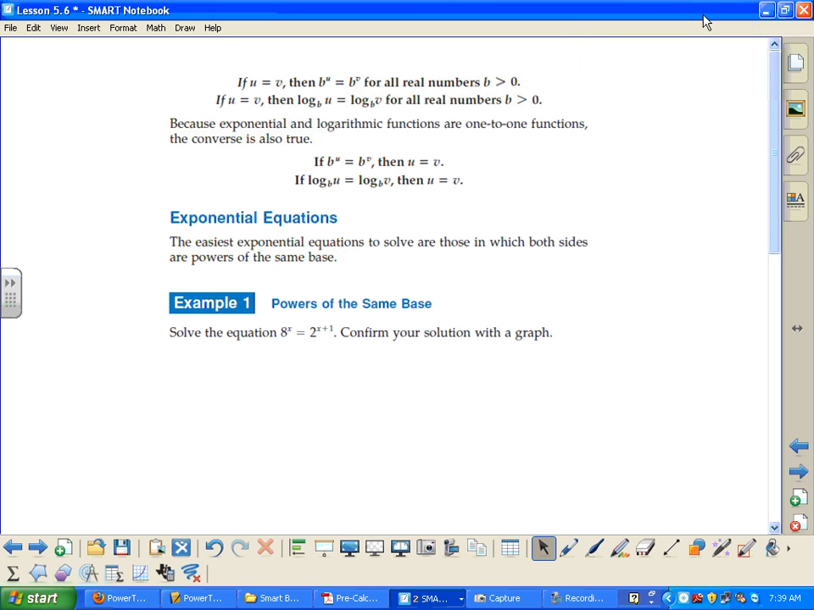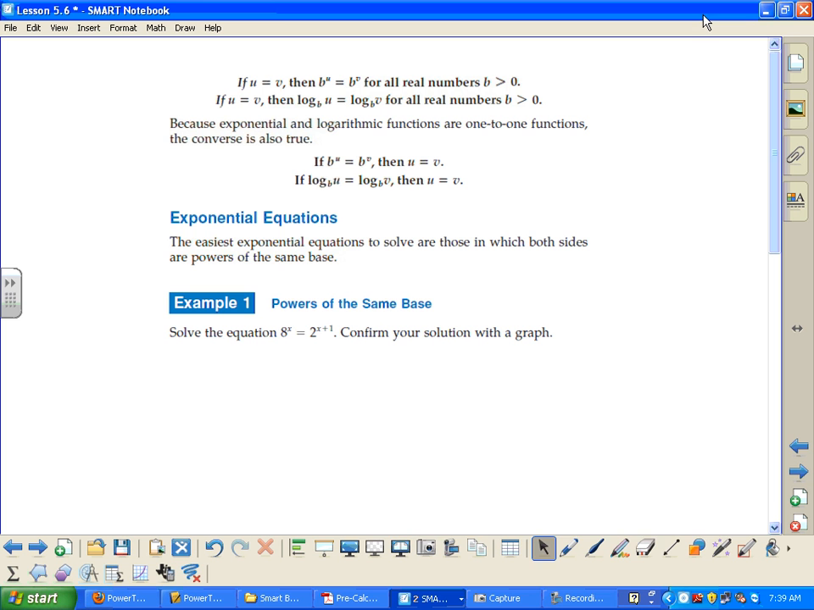Today we're going to solve some exponential equations, and we're going to be looking at some where you can make the bases the same and others where the bases can't be made the same, so you're going to have to do a little bit of work with logarithms then.